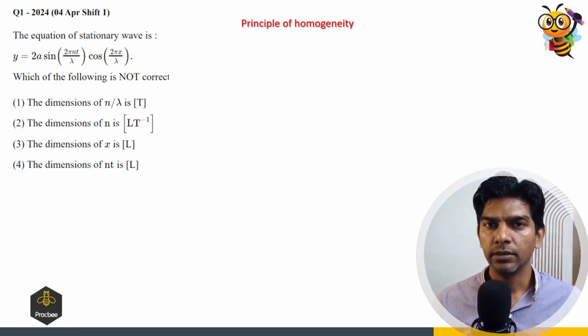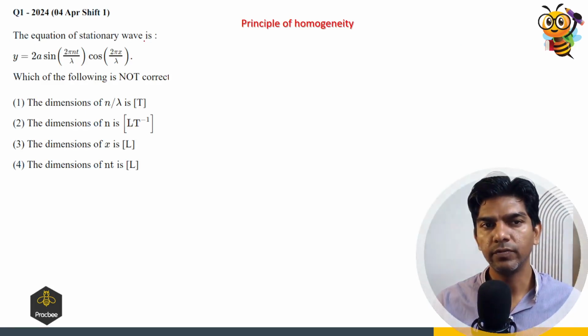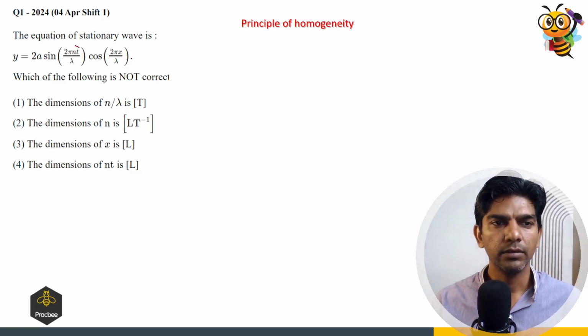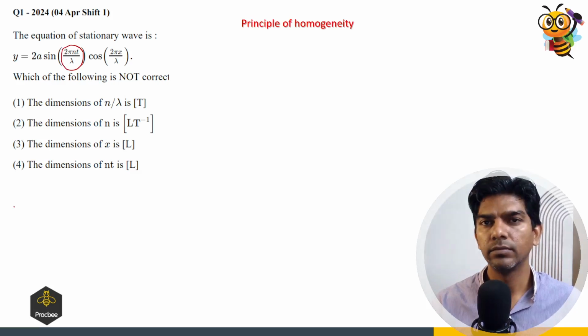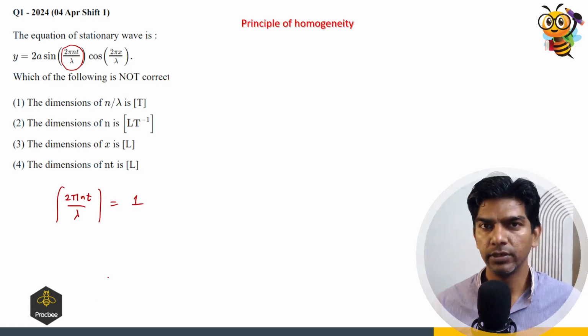Now let us see another problem based on the same problem type. So we have been given the equation of a stationary wave, which is 2a sine 2 pi nt by lambda cos 2 pi x by lambda. Which of the following is not correct? So here the dimension of n by lambda is T. So this should be dimensionless, right? So 2 pi nt by lambda should be dimensionless, so we can put it equal to 1.